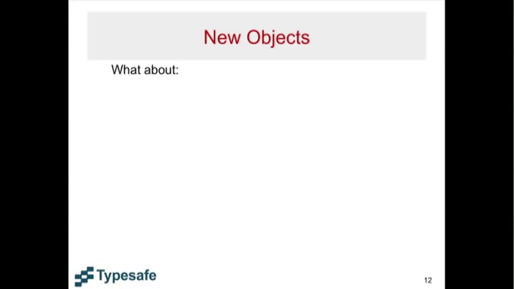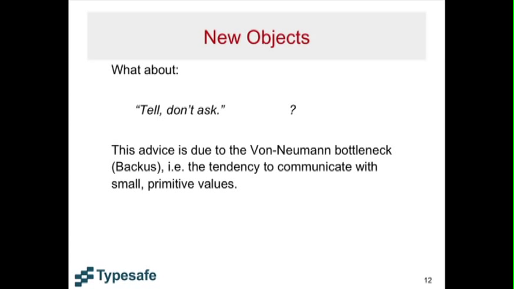Okay, there's one more thing that also is a very object-oriented notion, tell, don't ask. That's a very common advice. So wouldn't that run counter to the functional paradigm? Yes, indeed, it would, because if you tell somebody something, then you would assume that something happens, and that would have to be a state change. So I believe that advice is actually due to the von Neumann bottleneck. That means a tendency to communicate with small primitive values. And so that means that you have complicated state, but only a very small communication channel.